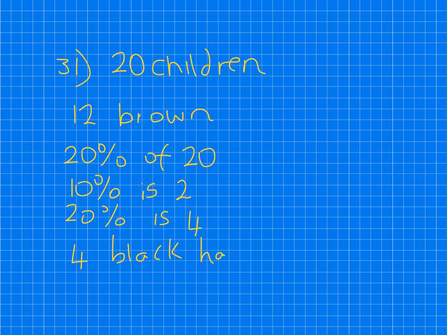The rest have blonde hair. How many have blonde hair? Well, 12 have brown, 4 have black. That makes a total of 16. Since there are 20 children at the party, 20 minus 16 equals 4. So I think 4 have blonde hair. Your answer is A. There's 1 mark for this question.